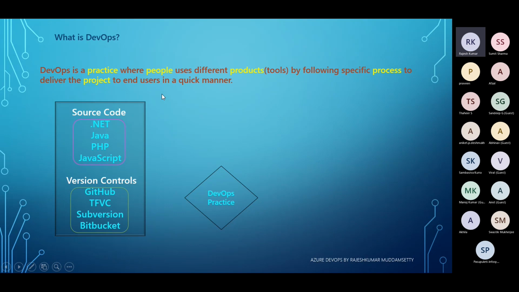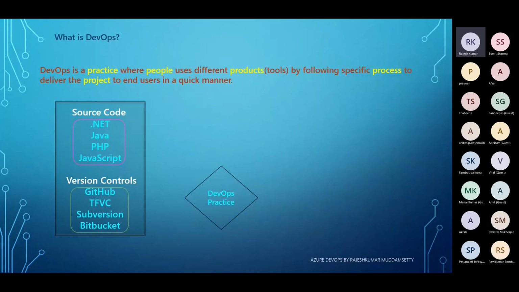You may be writing your source code in .NET, Java, PHP, or any JavaScript or scripting language, and you can maintain your versions in GitHub, TFVC (Team Foundation Version Control), Subversion, and Bitbucket. These are source code management systems. The top one is source code, the language or code you are writing. The one below is the version control system, the source code management system, where you keep these versions and manage them.